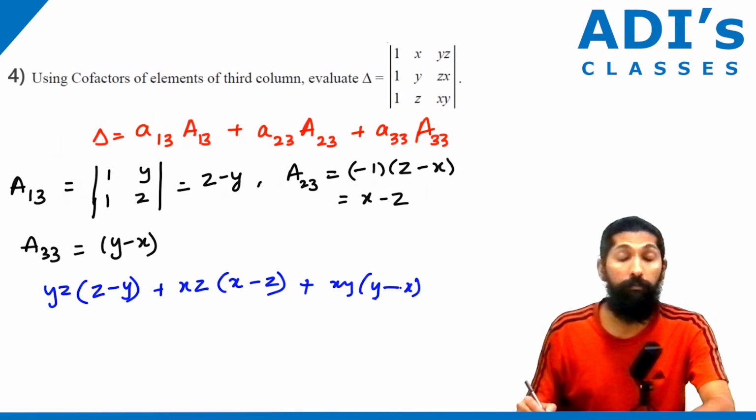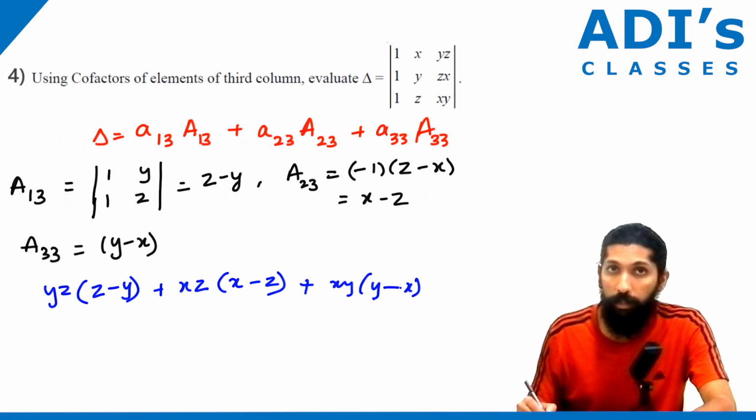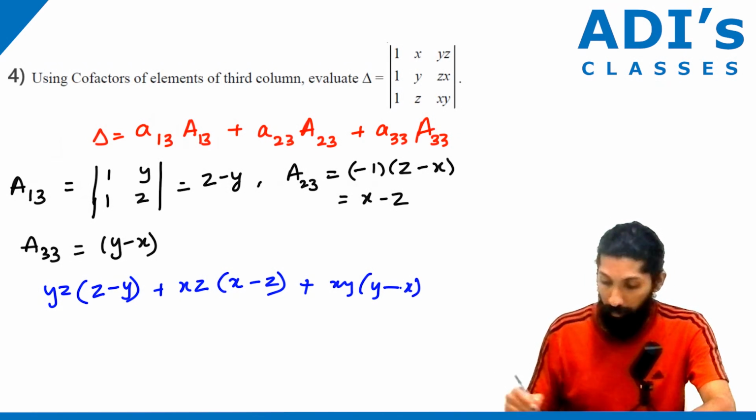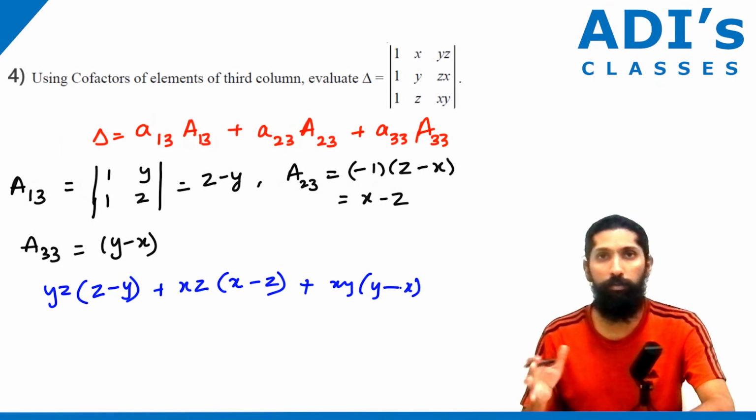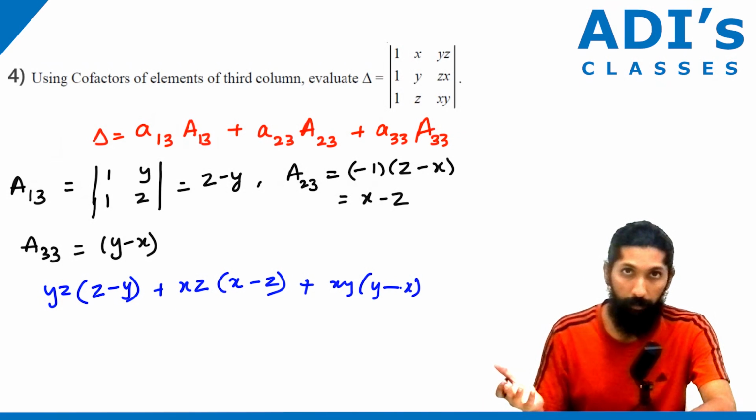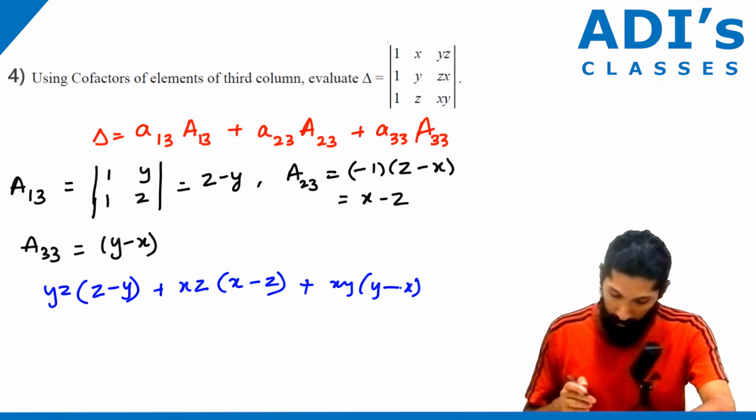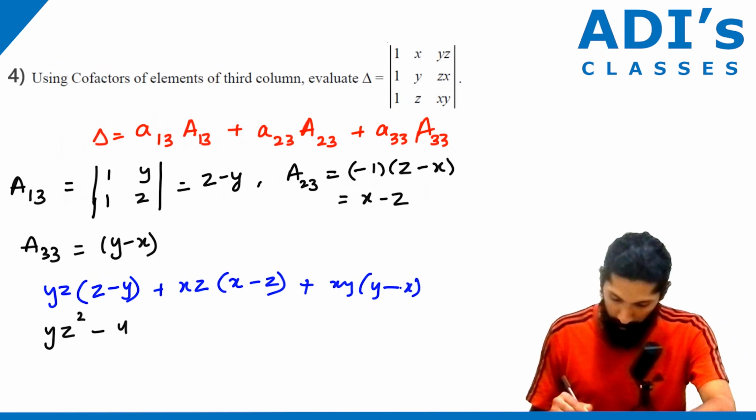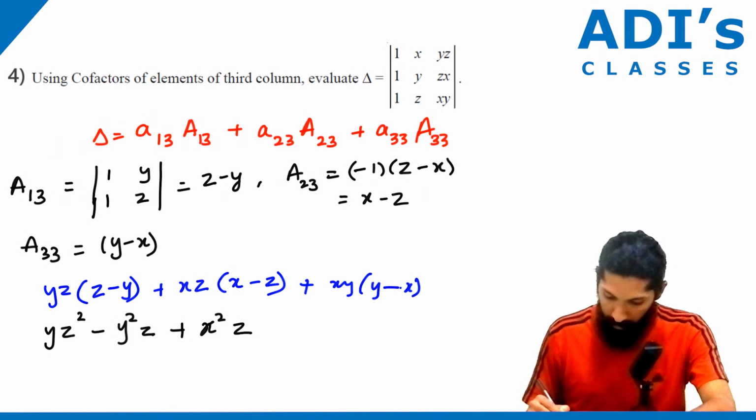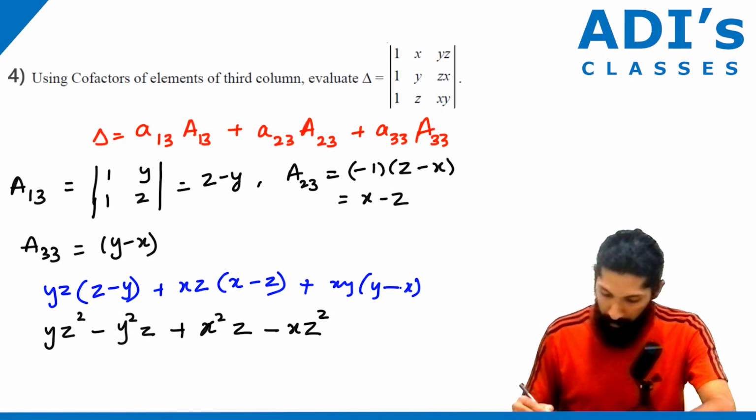Now we have been asked to evaluate this particular value, isn't it? So what do we do? See, for evaluation, you have to take common, you have to do a little bit of manipulation, and then we have to do it. So in this case, y into z square minus y square into z. X square into z minus x into z square. Next is plus x into y square minus x square into y.